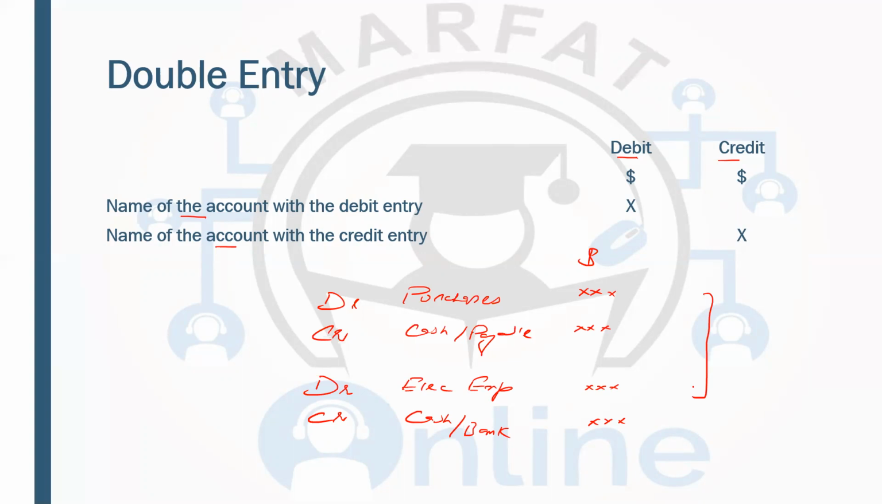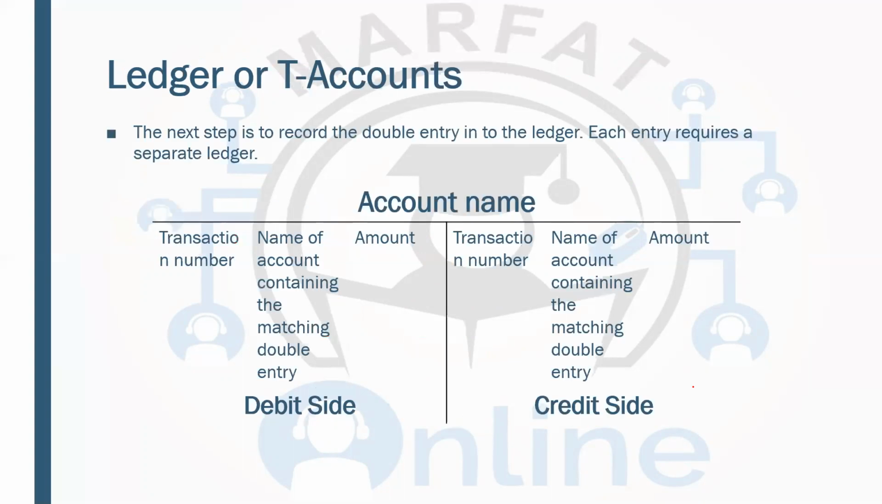Now we are moving further from the double entry. The first thing you need to understand is the format of the T account or the format of the ledger. This is a very simple thing. So you look, there is a T, that is why we call it a T account. So this is simply a T right in front of you.